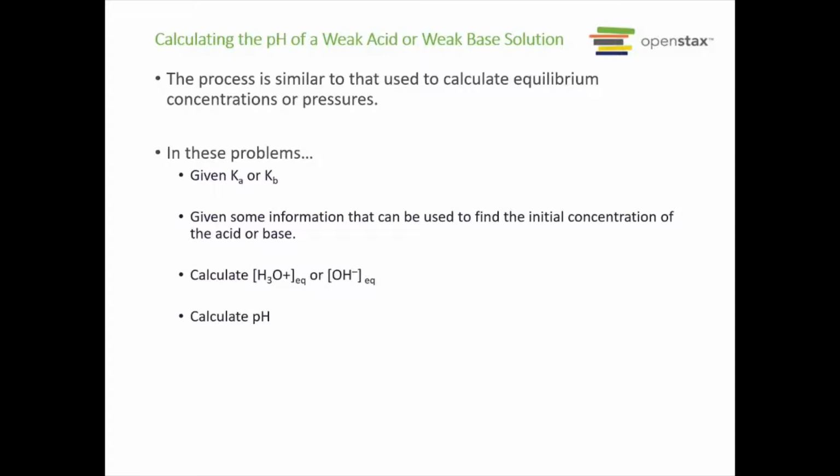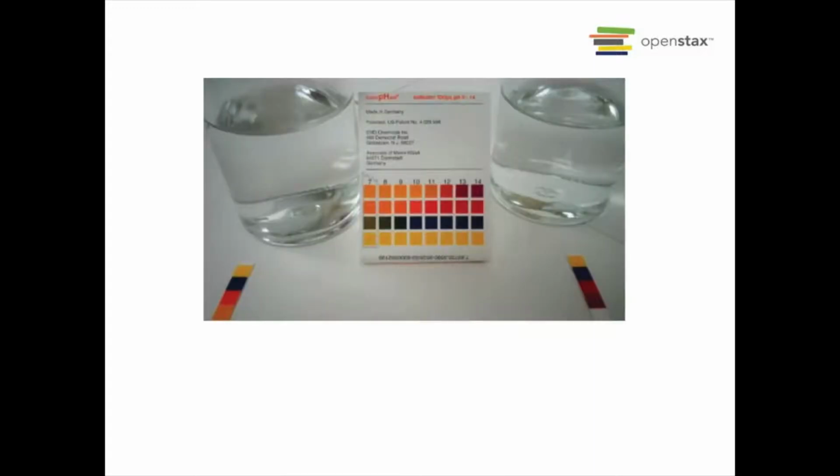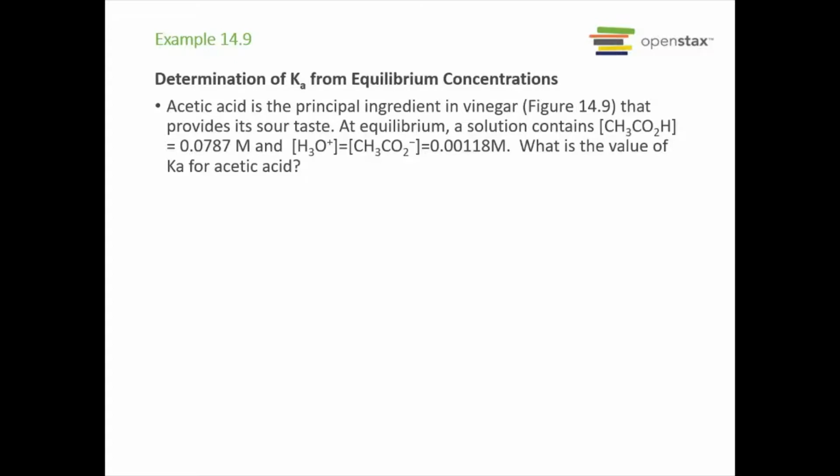You can also get the pH by calculating equilibrium concentrations or pressures. So you're given Ka or Kb, and some information that can be used to find the initial concentration of the acid or base. You can use that to calculate hydronium or hydroxide at equilibrium, using ICE tables, and then use that to calculate pH. This is just showing some pH papers using that universal indicator. Here's another one.